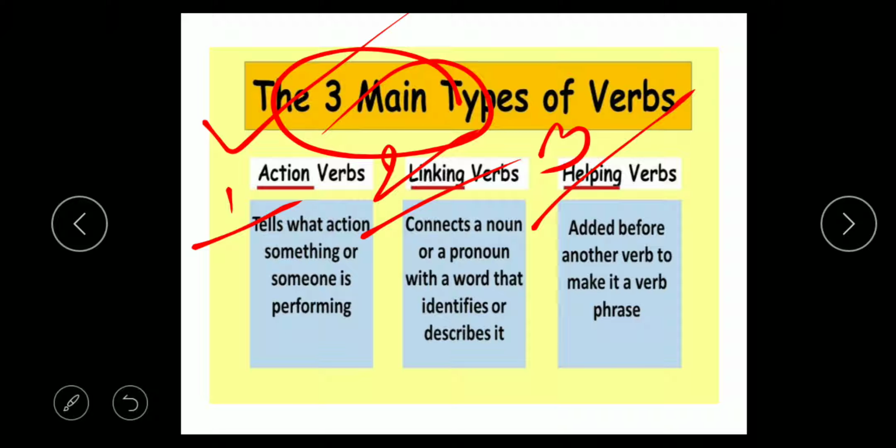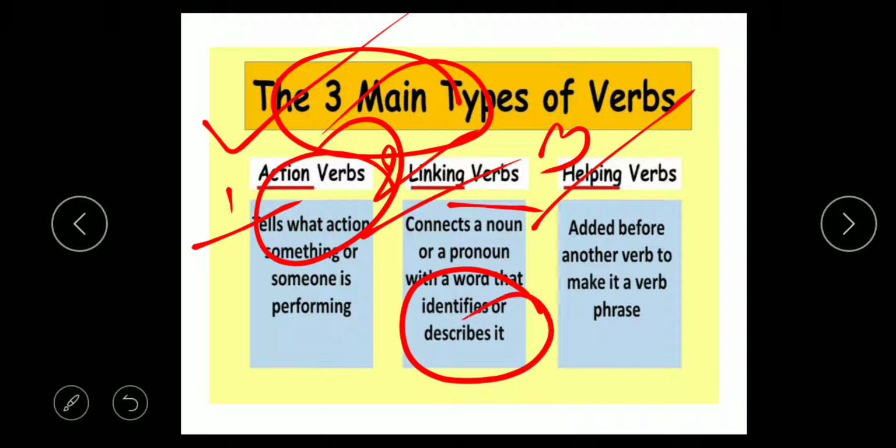Now, these action words tell us about the action which something or someone is performing. And we also know that these action verbs are the main verbs that show the action or the activity of a subject. Next is linking verbs. Linking verbs connect a noun or a pronoun with a word that identifies or describes it.